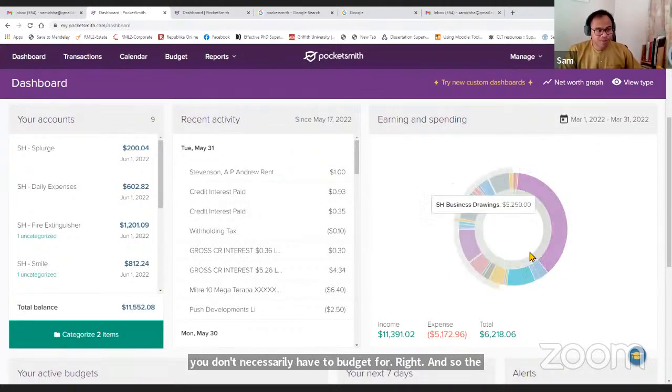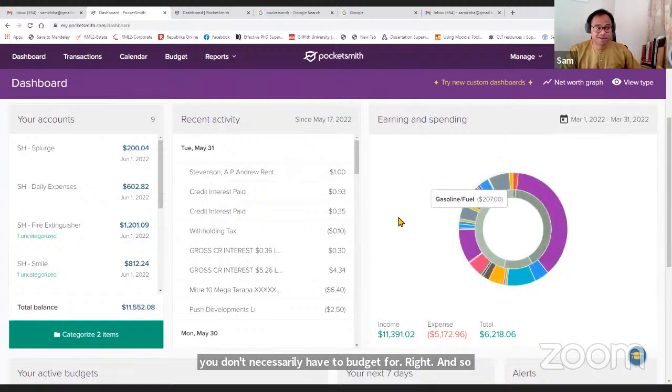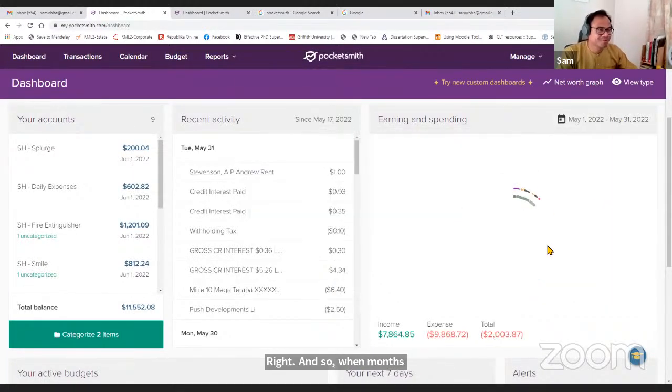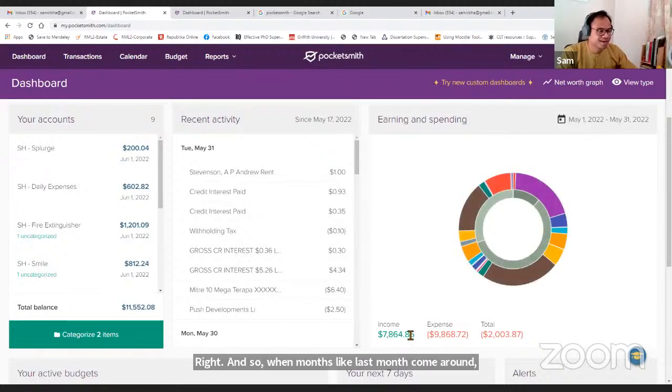And so the dashboard pie chart is really, really great. And this is what I do every month with my wife: at the end of each month, we sit down and take a look at our expenses and go, okay, ooh, we spent too much on groceries, or we spent too much on this, right? And when months like last month come around, because my wife traveled to Australia, we actually spent more money than what we made last month.